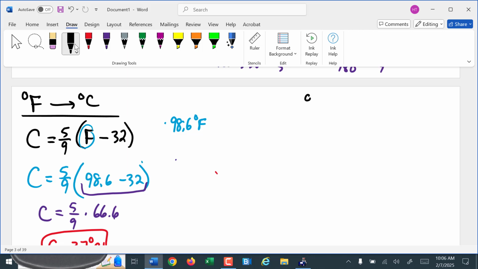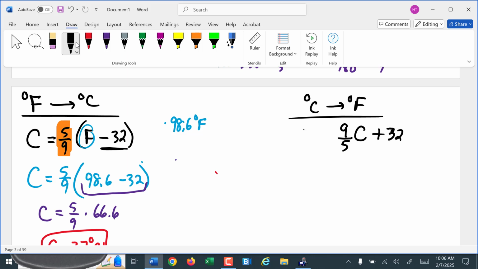If we're going the other way, from degrees Celsius into degrees Fahrenheit, we start out with our temperature in degrees Celsius, and we have to exactly reverse this process. Well, the last thing we did here was multiply by the 5/9. So over here, the first thing we're going to do is, instead of dividing by 5/9, multiply by 9/5. And then after we've done that, we're going to reverse the subtracting 32 by adding 32 to it.